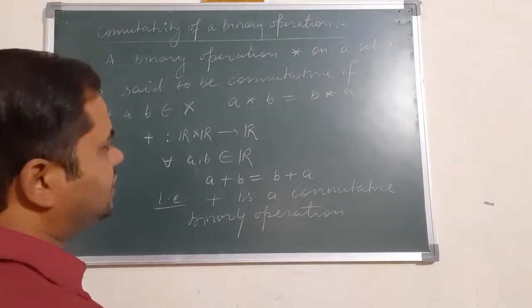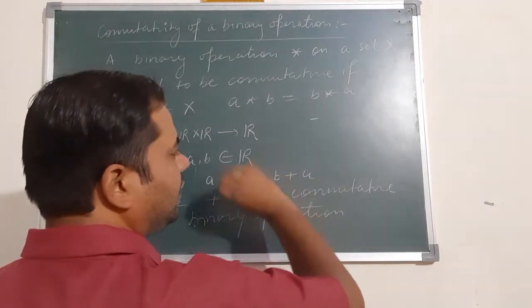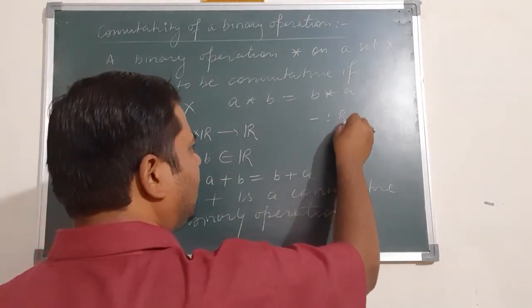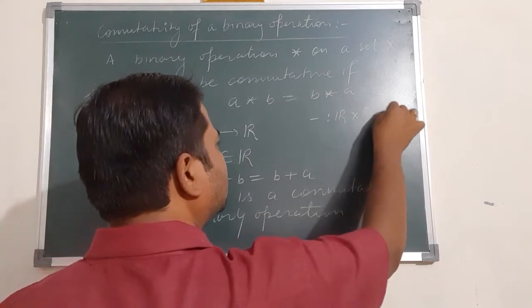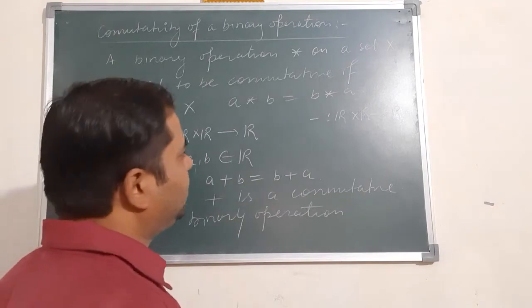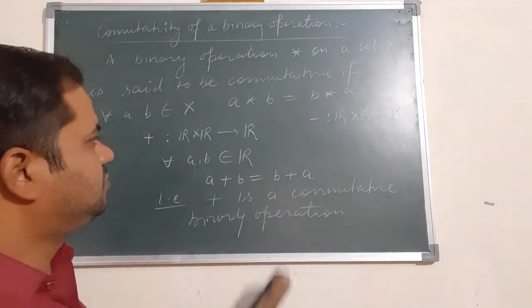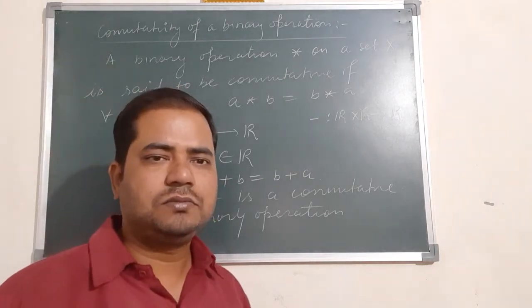And if you say minus, from R cross R to R, then it is not a binary operation. Why is this not a binary operation? You can say whether negative is a binary operation or not. Okay.